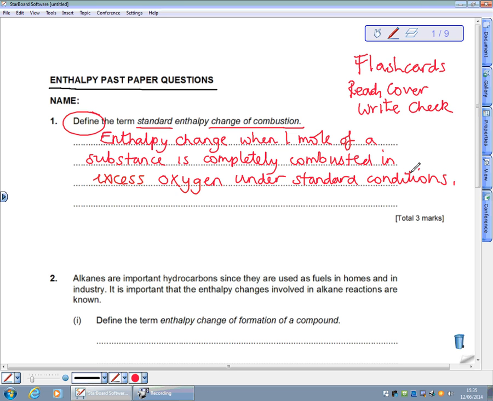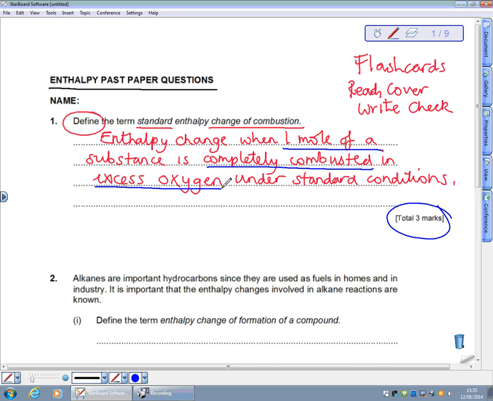Now I'm going to check the mark scheme. It says here that it's worth 3 marks. For those 3 marks, I have to state that I've got 1 mole of my substance and that I'm only burning 1 mole. I also have to say that it is completely combusted. And you can say that by putting in excess oxygen as well, because then we know that every carbon atom, for example, in a hydrocarbon has been made into carbon dioxide, and every hydrogen in a hydrocarbon has been made into water. We've got no incomplete combustion products which have a different enthalpy value.